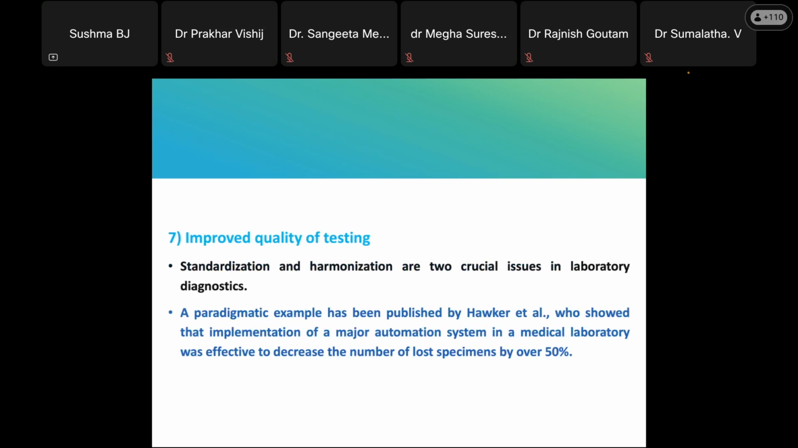Standardization and harmonization are the two crucial issues in laboratory diagnostics. A paradigmatic example was published by Hawker et al. in the year 2022, who showed that implementation of a major automation system in a medical laboratory was effective in decreasing the number of lost specimens by over 50%. So it's a significant number.